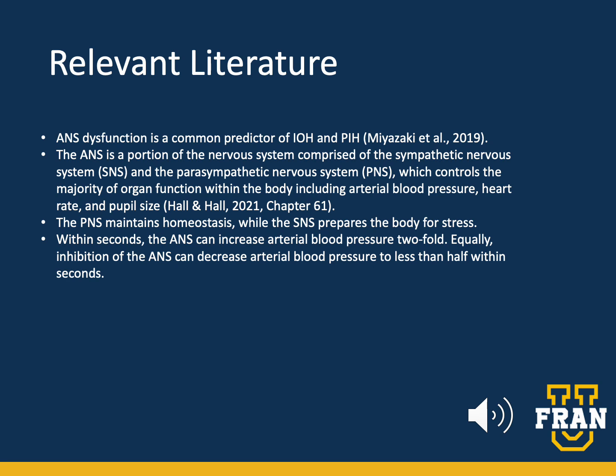It is important to note that the vasomotor center's control of arterial blood pressure is rapid. Within seconds, the autonomic nervous system can increase arterial blood pressure twofold. Equally, inhibition of the autonomic nervous system can decrease arterial blood pressure to less than half within seconds. It has been shown that anesthesia blocks sympathetic impulses traveling from the medulla to the spinal cord, resulting in a 50 millimeter of mercury drop in arterial blood pressure, effectively hindering the body's normal vasomotor tone.